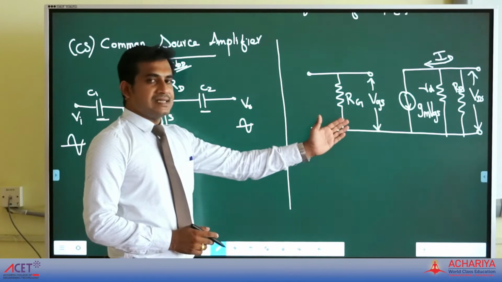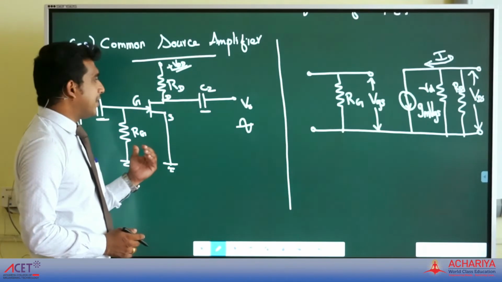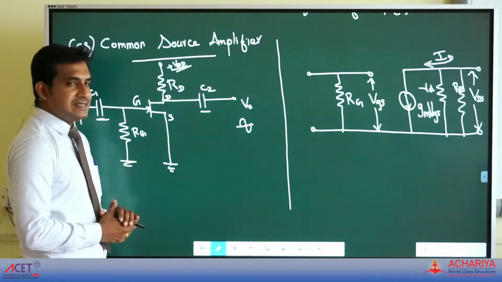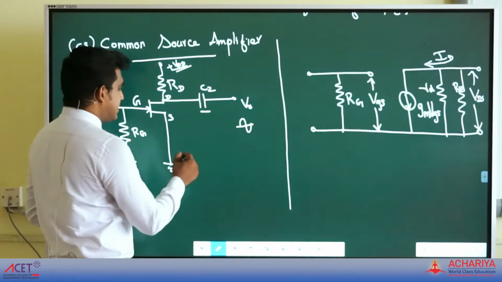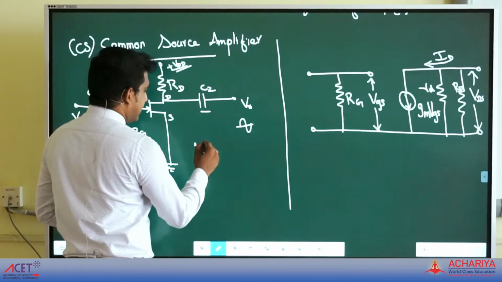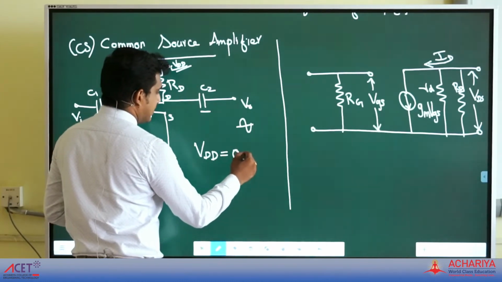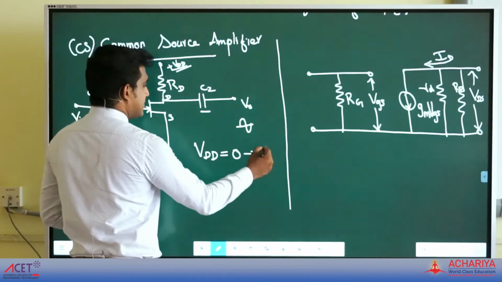Okay, this is the AC equivalent circuit of this common source amplifier. It is very simple to draw the AC equivalent circuit. To draw an AC equivalent circuit, we should consider the DC component is equal to 0. Here the DC component VDD, we can ground the circuit, VDD is equal to 0. This is the first consideration.